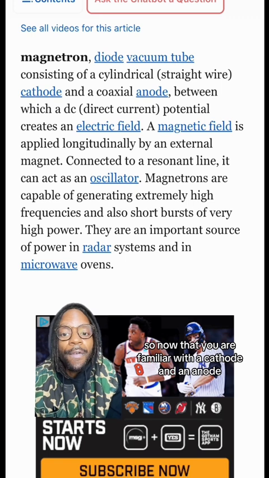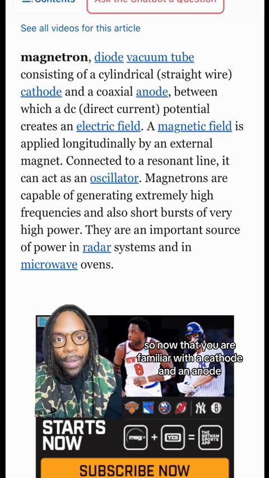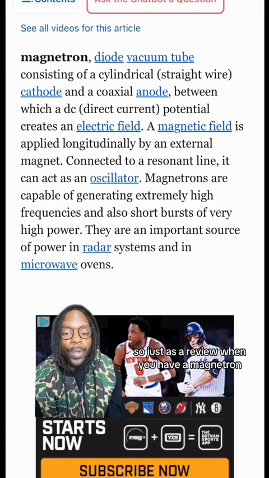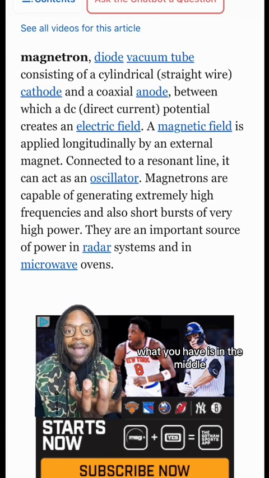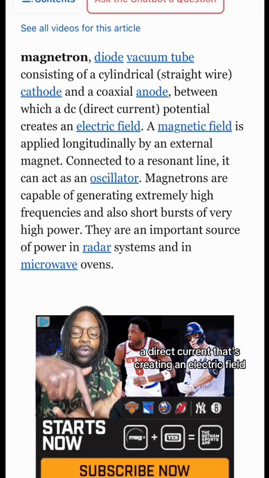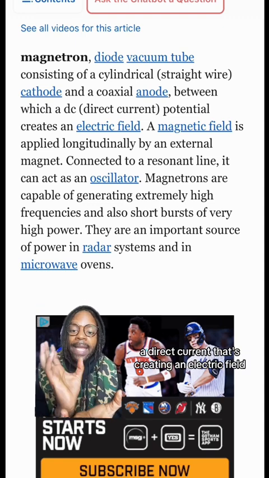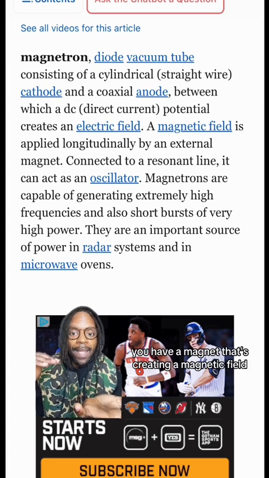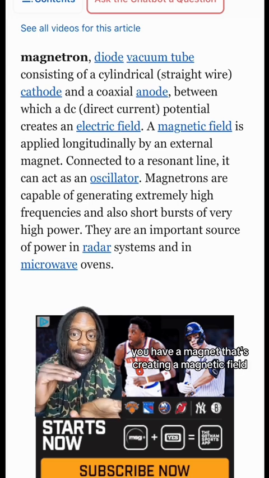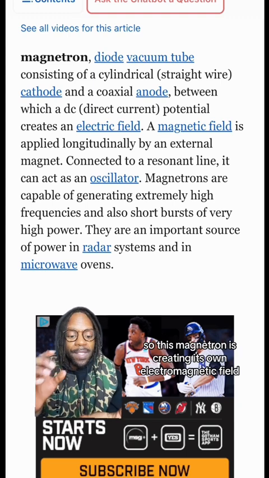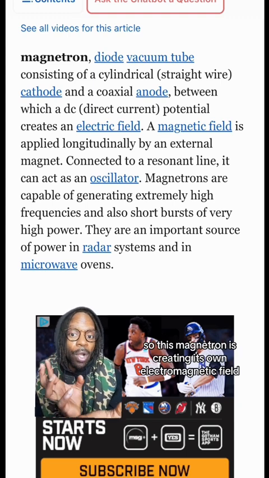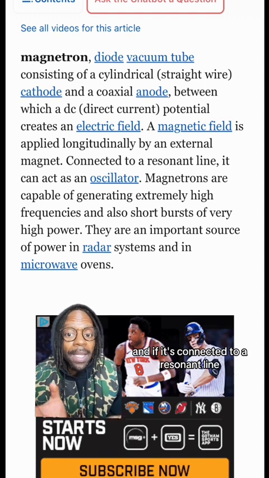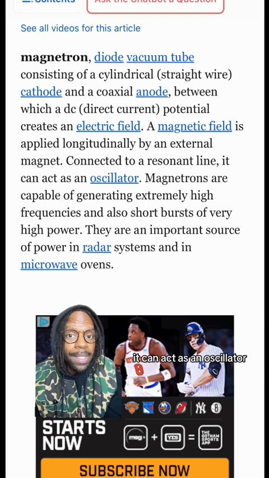So now that you are familiar with a cathode and an anode, then you know the inner workings of a magnetron. So, just as a review, when you have a magnetron, what you have is in the middle a direct current that's creating an electric field. And then longitudinally, you have a magnet that's creating a magnetic field. So, this magnetron is creating its own electromagnetic field. And if it's connected to a resonant line, it can act as an oscillator.